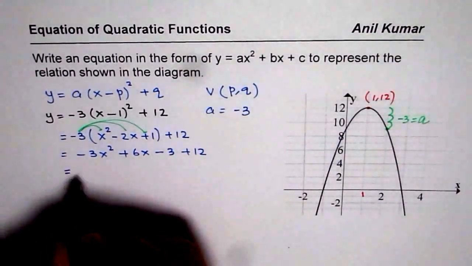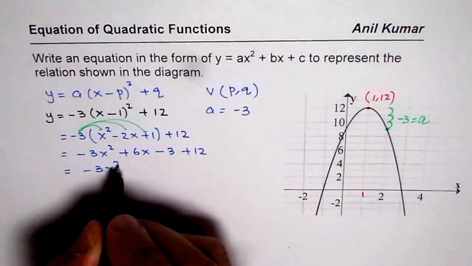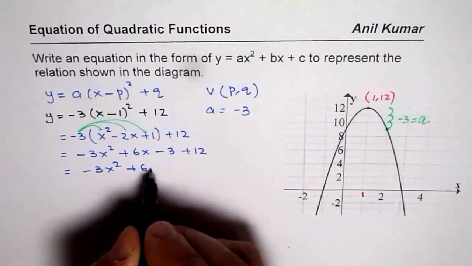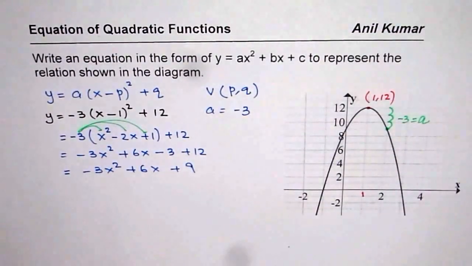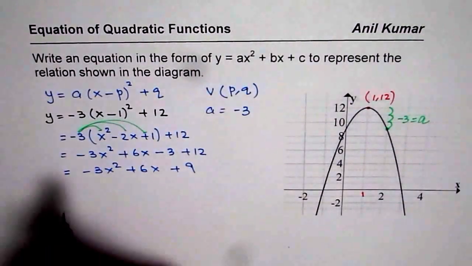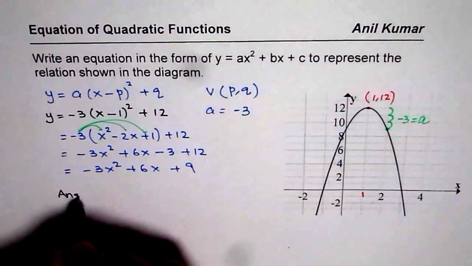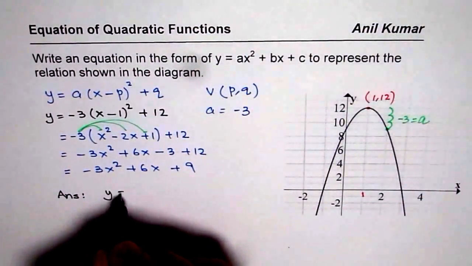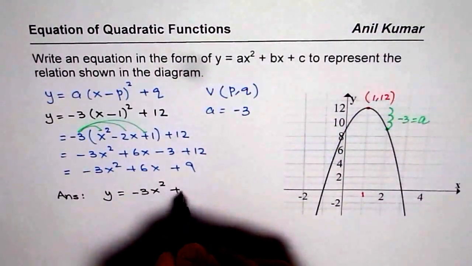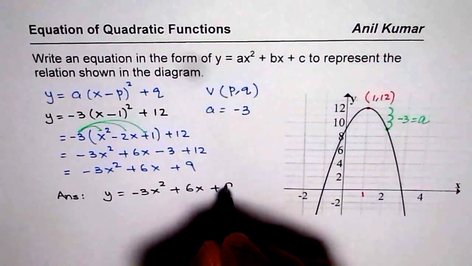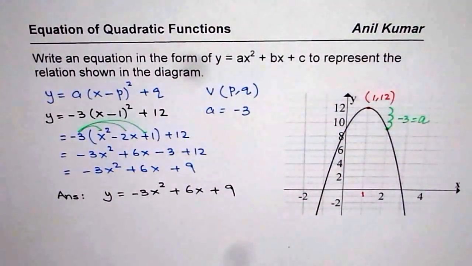Now combine the like terms. We have minus 3x squared plus 6x, and as far as the constants are concerned, we get plus 9. So that is the answer. In standard form, the equation of the parabola representing the graph is y equals minus 3x squared plus 6x plus 9. That is how you can get it.